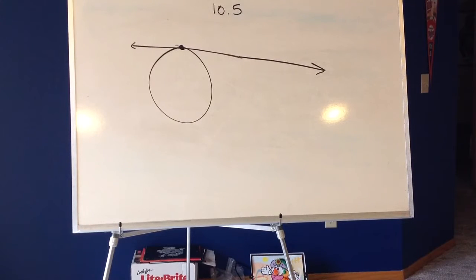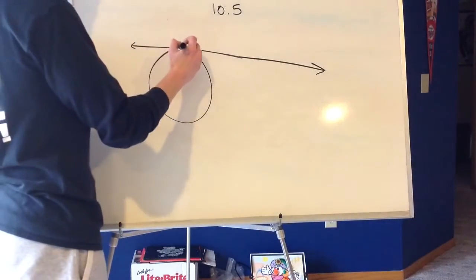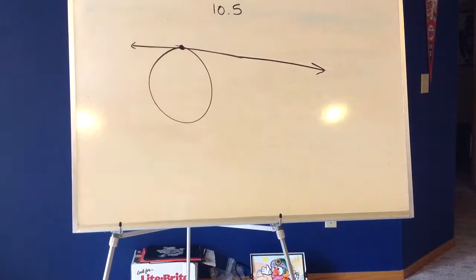All right, today we are going to talk about tangents to circles. This is different than the other tangent that you used with your right triangles. A tangent to a circle is going to be a segment or a line or a ray, it could be any of those, that intersects the circle in just one point. So it just kind of grazes it and then continues on from there.